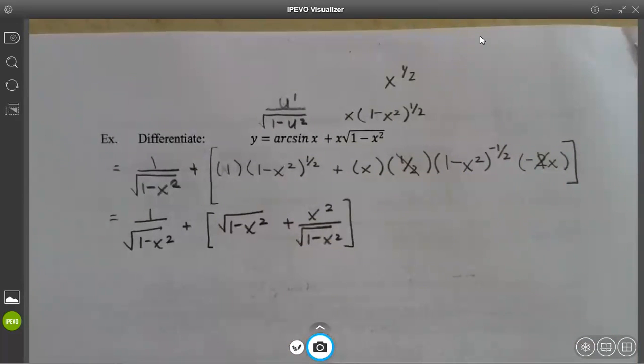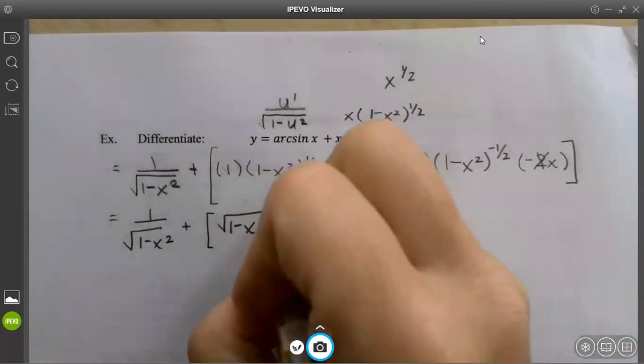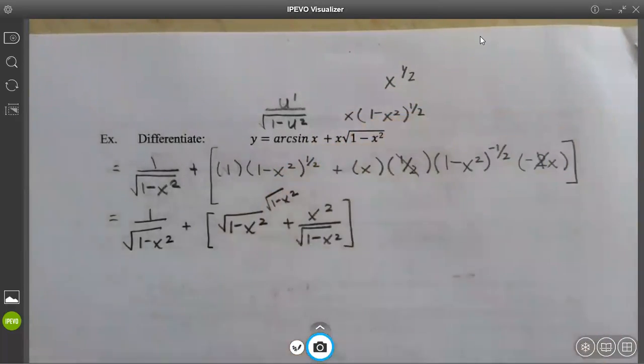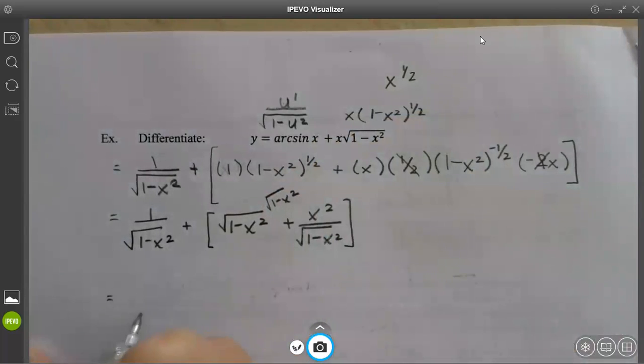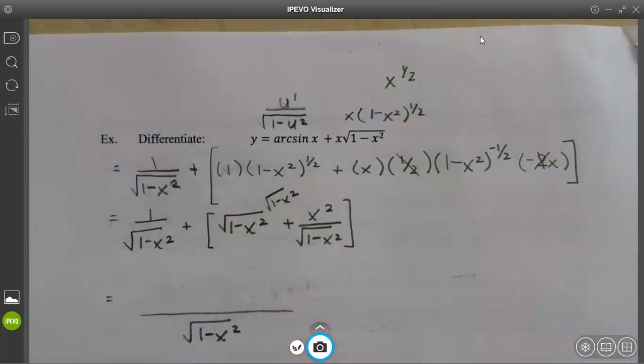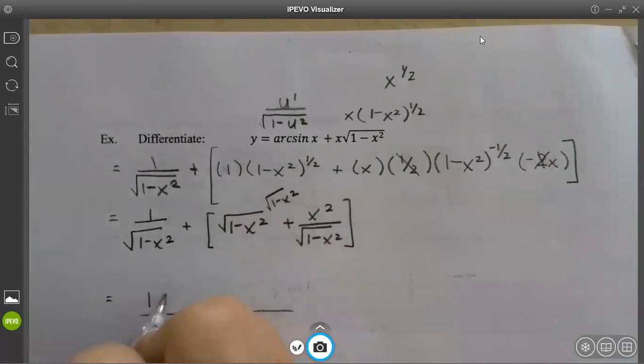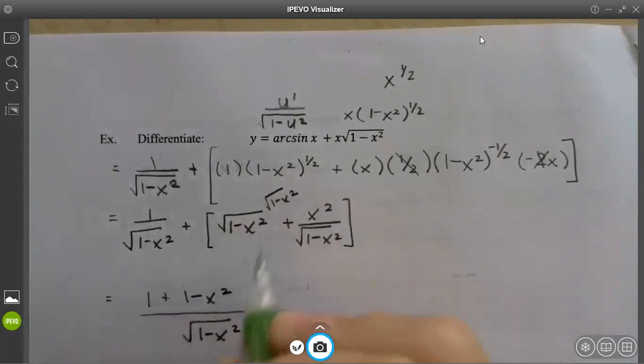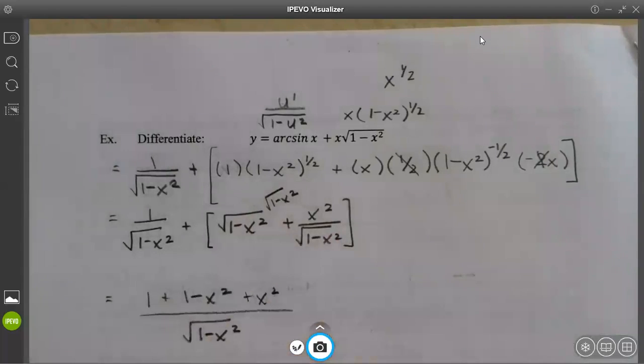I need to put them together. Since they're all adding, I don't technically need those brackets, but I do need a common denominator. And what's my common denominator? And this is the only one that needs it, right? So on the bottom, my common denominator was 1 minus x squared. On the top, the 1 was fine. It was good to go. What is the square root of 1 minus x squared times the square root of 1 minus x squared? 1 minus x squared. And then the other one had the common denominator of the x squared.